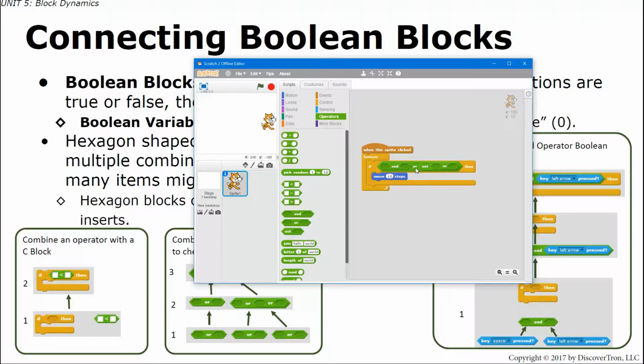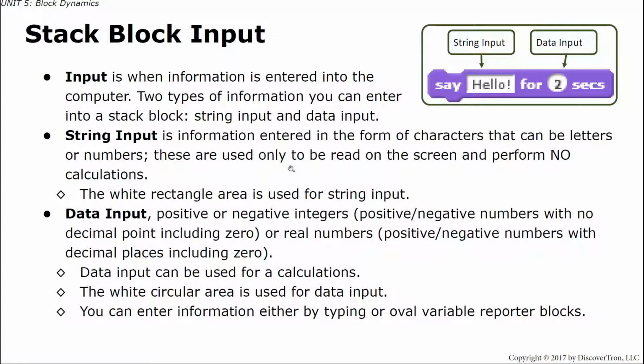C block. This section is breaking from the whole block connecting to each other mentality. Instead, we're going to look at the input sections for some stack blocks. Input is whenever you enter in information into the computer or to your code. And there's two different types of input for these stack blocks. The first one is string input. This is where you enter in characters to spell out words. That's kind of the most common use. However, you can also put in numbers as string input. However, what you need to know is if you enter numbers in for the string input, you cannot use those for a calculation.